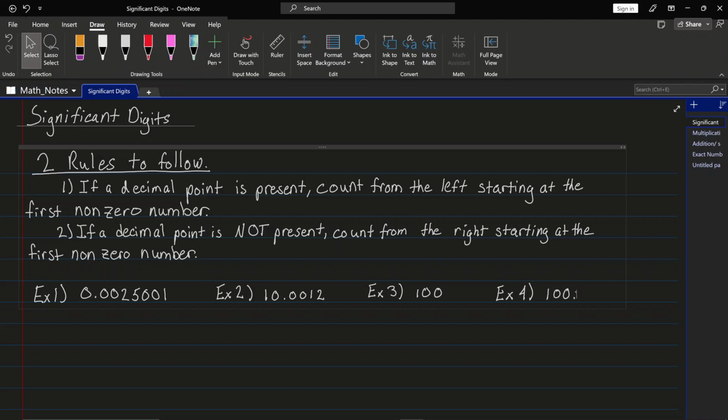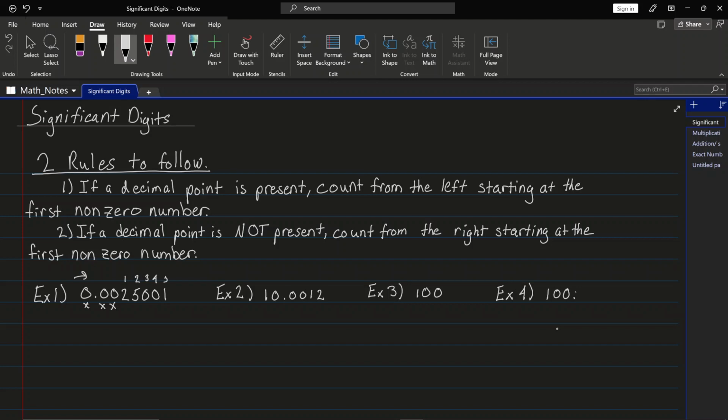The first rule is if there is a decimal point present, you count from the left starting at the first non-zero number. Let's look at the first example so you can see what I mean. In example 1, there's a decimal point right here, so I'm going to start counting from the left, but these numbers are all zeros, so ignore, ignore, and ignore. Now I've hit my first non-zero number, so I start counting significant digits: that's my first one, second, third, fourth, fifth.